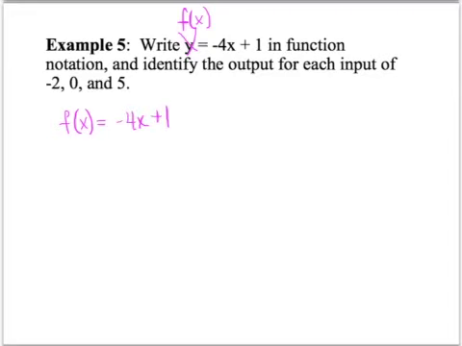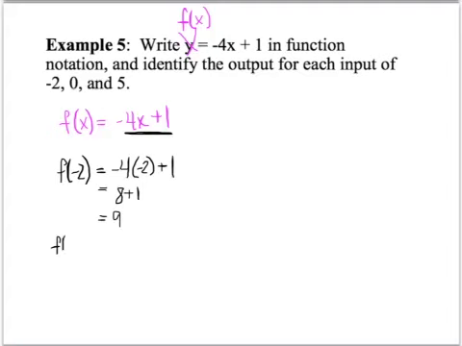That's in function notation. All right, and now I want to know, if my input value is, we're going to start with negative 2. If I'm going to input negative 2 into my function, then I want to replace every x that I see with negative 2. And I have negative 4 times negative 2 is 8. 8 plus 1 is 9. So I could say that f of negative 2 equals 9. Or you can write that as an ordered pair. Since your x value is negative 2, your y value is your output, and that is your 9.